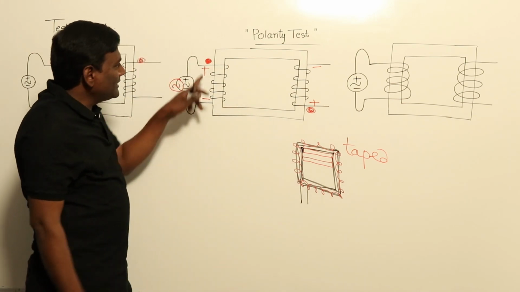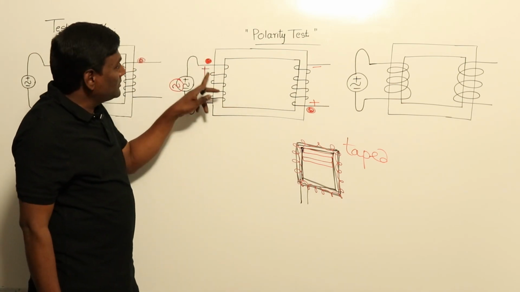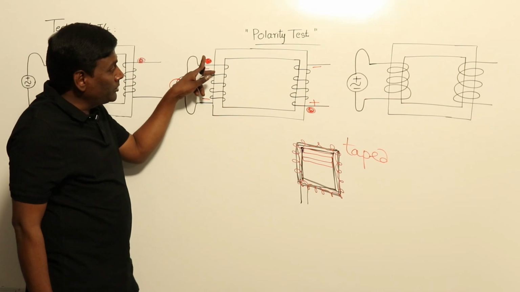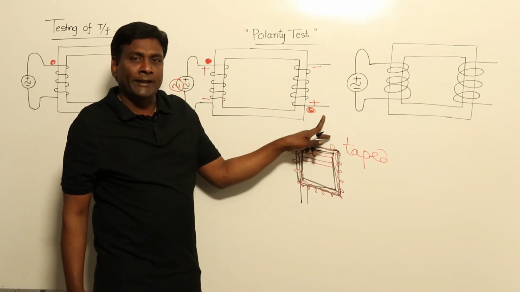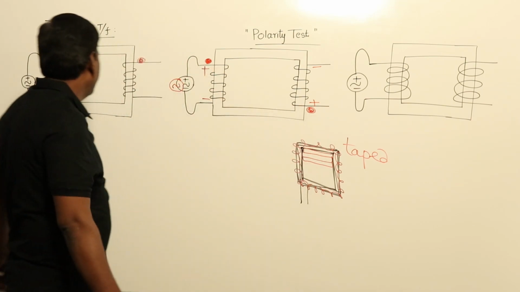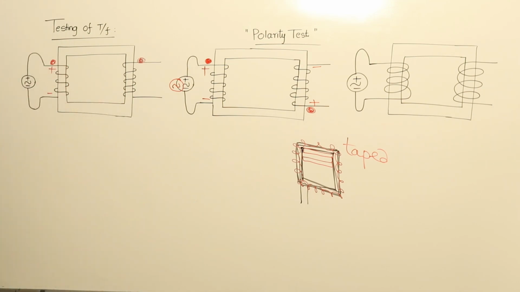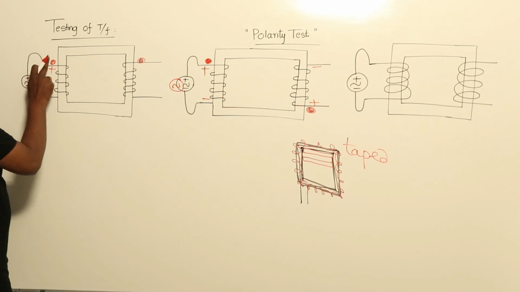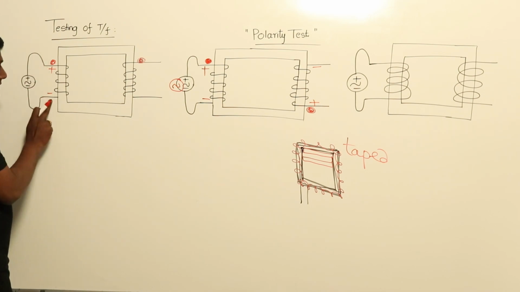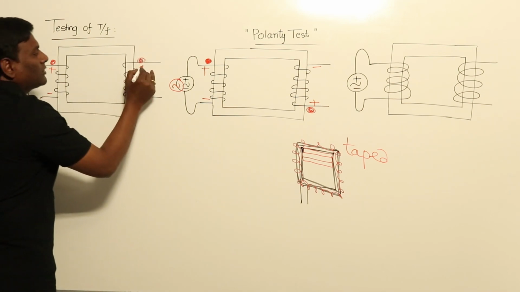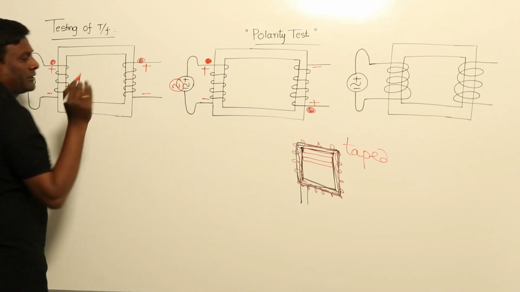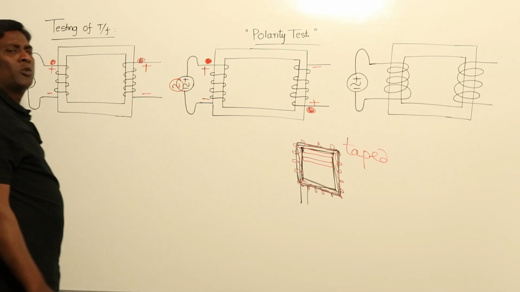Whenever this terminal, because it is AC, for example, whenever this terminal is negative, this terminal is going to be negative. That's why we are keeping the dots. Now here also, if I keep a dot here, it means that whenever this dotted terminal is positive with respect to the undotted terminal, this dotted terminal will be positive compared to the undotted terminal. Okay, this is more than enough.